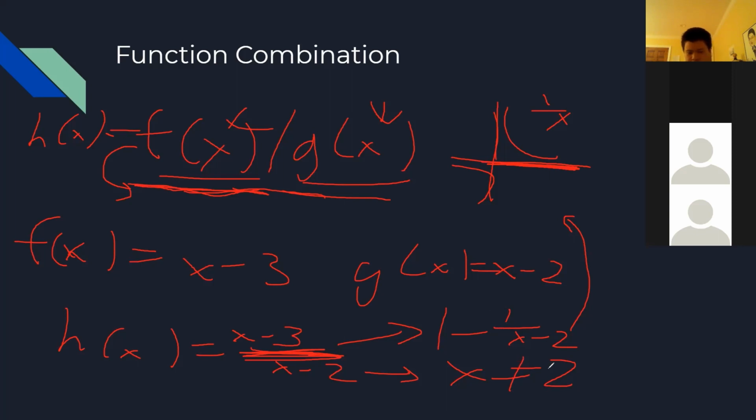In this case, this can't be 1 because 1 over x minus 2 can't be 0.